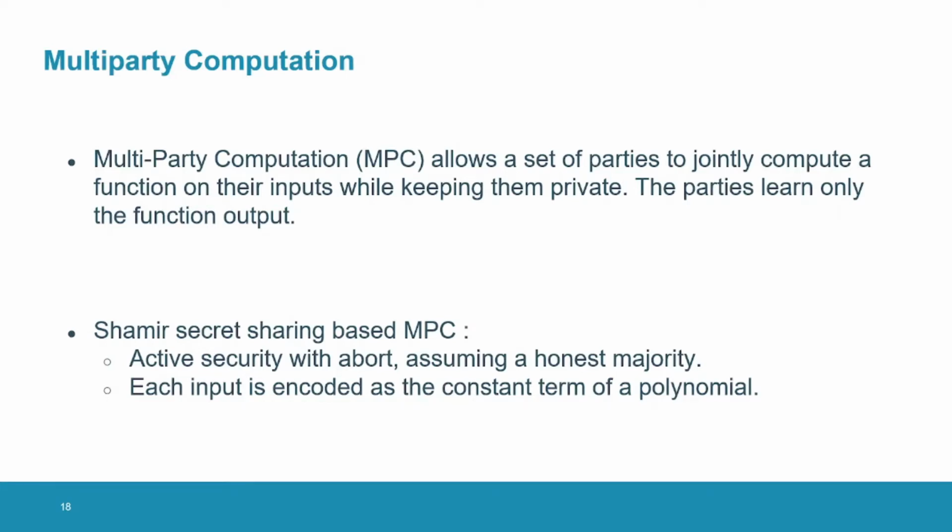And this means that as long as we have a majority of honest parties, the adversaries can arbitrarily deviate from the protocol, and the honest parties will notice this misbehavior and they will abort the protocol with overwhelming probability.